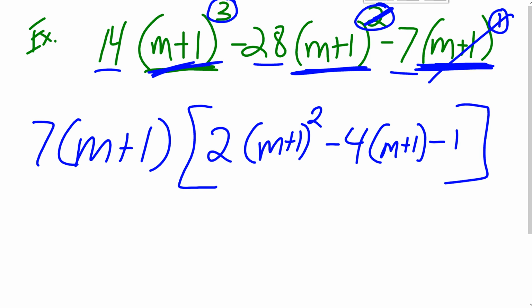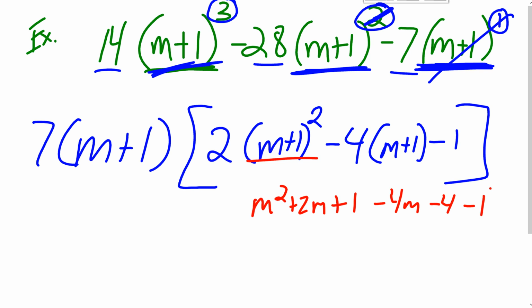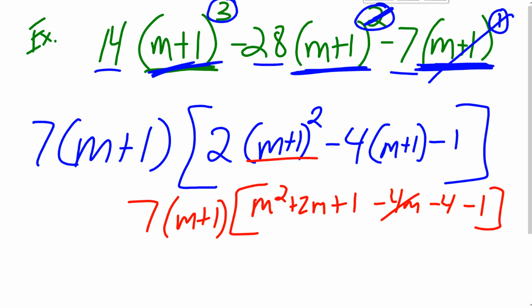Okay, and then you can go ahead and FOIL this m squared out. So we get m squared plus 2m plus 1. And this one we can distribute that negative 4. And then we have a minus 1 over here. And we still have our factored out term, 7 times the quantity m plus 1. Now we can combine like terms, so we get minus 4m and 2m, minus 2m.